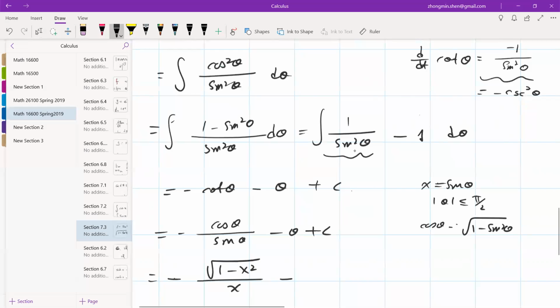Now what is theta? I don't have any idea. It's arcsine, so just solve for theta in terms of x. So this is the expression. It's pretty complicated.